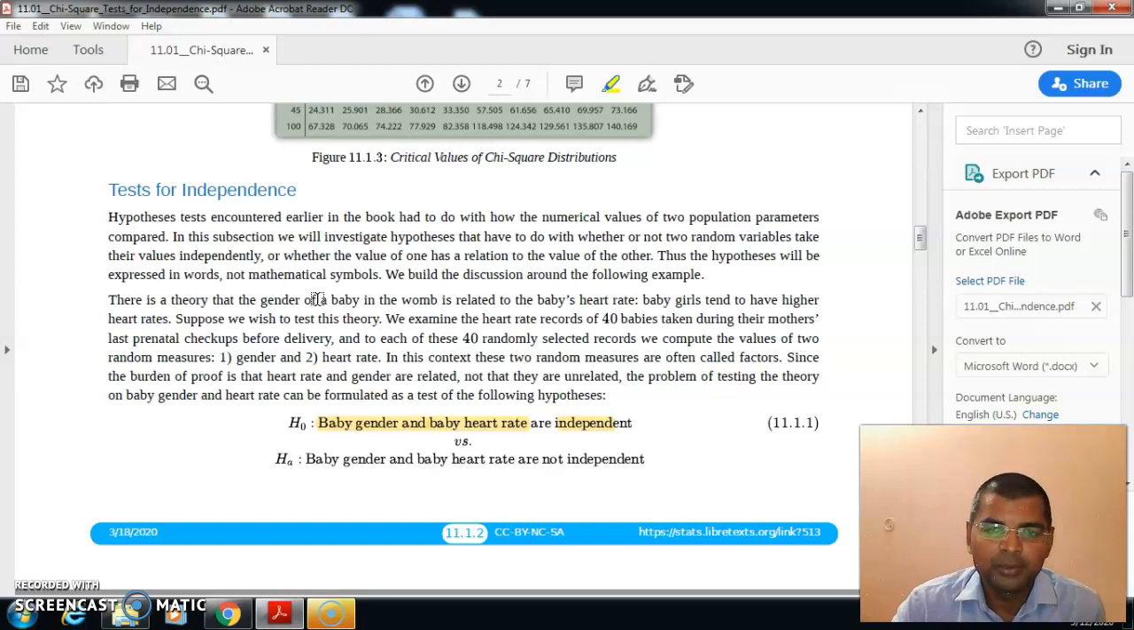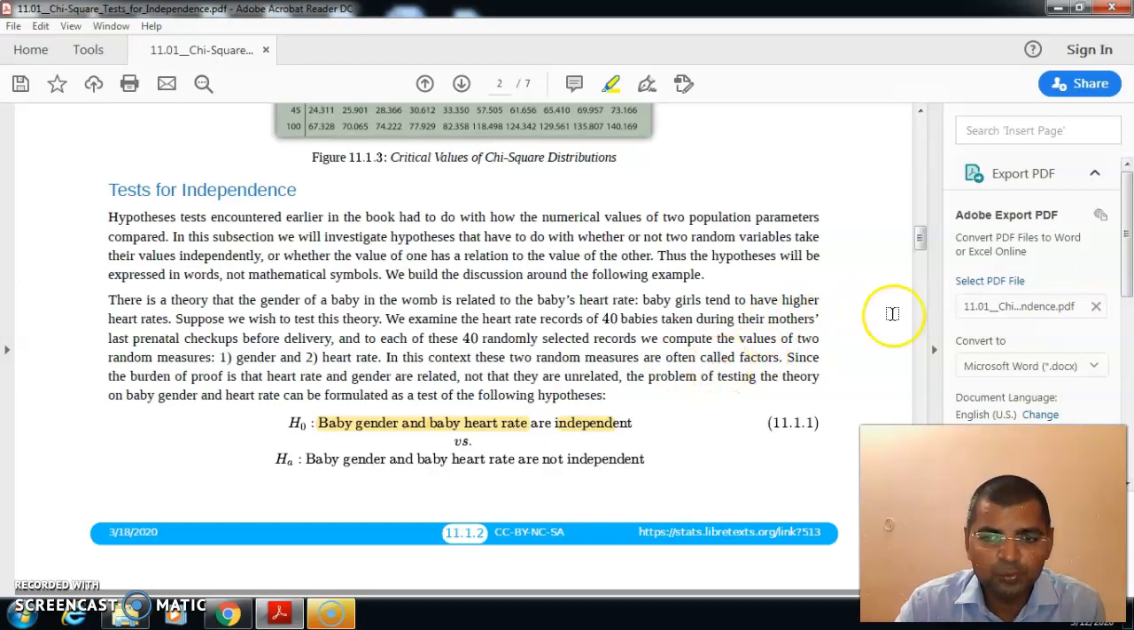Now we have formulated a hypothesis where we say that gender of a baby and heartbeat of the baby are independent. What exactly this means that they are independent? It means that there is no relationship between gender of the baby and the heart rate of the baby. Right? There is no relation. No relation means that whatever number of boys you will take, they are having the same proportion of the heart rate as compared to the girls. Okay? We'll see it with the data.